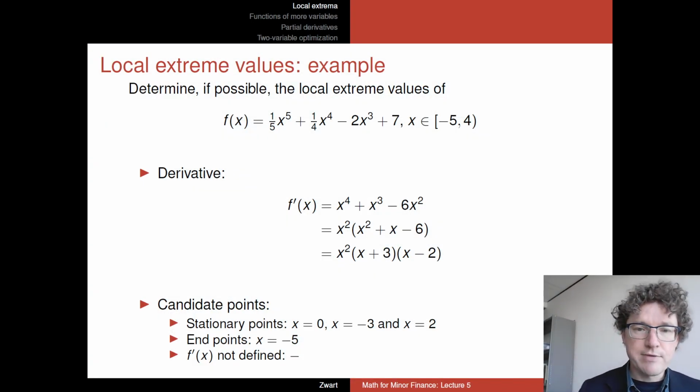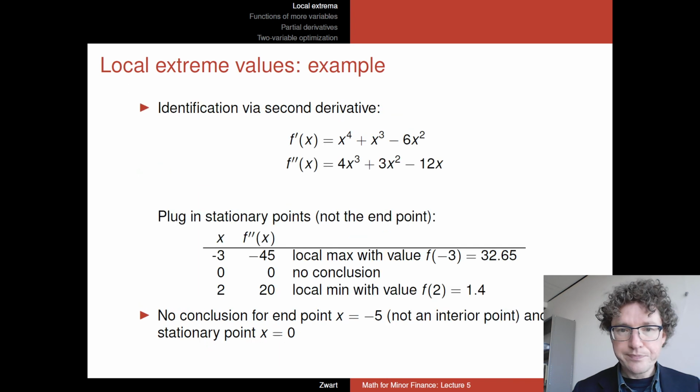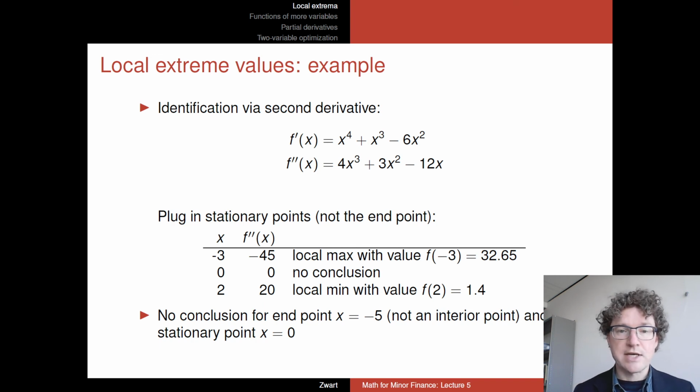So here again is this derivative that we computed, and we find those four candidate points. We first did the second derivative test, so I again computed here the second derivative expression for this function f, and we also looked at what this second derivative evaluates to at the stationary points. Remember, for the end point we cannot use this test. We came up with conclusions about the points x equals minus 3 and x equals 2, where we have a local maximum and a local minimum, whereas for x equals 0 the second derivative equals 0, so we could not draw any conclusions there, and also not for the endpoint, of course, minus 5.